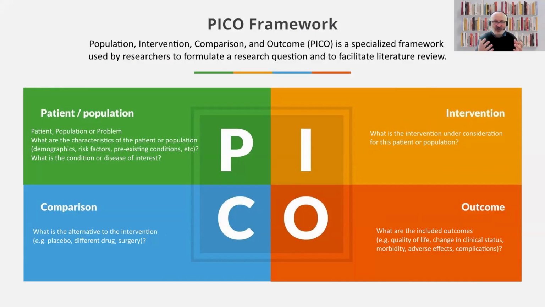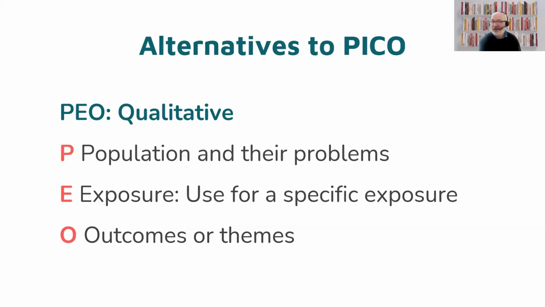So you look at your question and see, what are the characteristics of your patient? What is the intervention? Am I comparing another intervention? That would be the comparison. And then what are the outcomes that you're interested in? And then you start thinking of all the ways of describing that population, the intervention, etc. If you don't have a comparison in your question, don't worry. Quite often, there is no comparison, but it is there if it is suitable for your question.